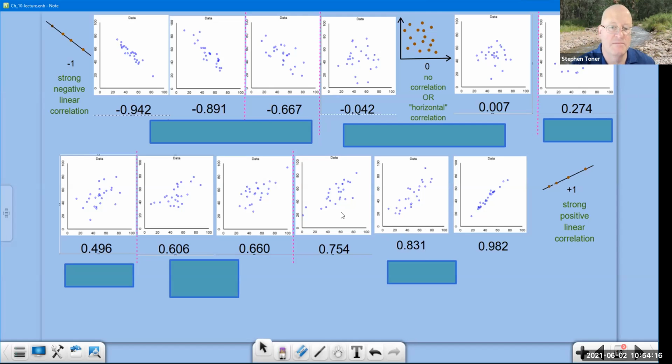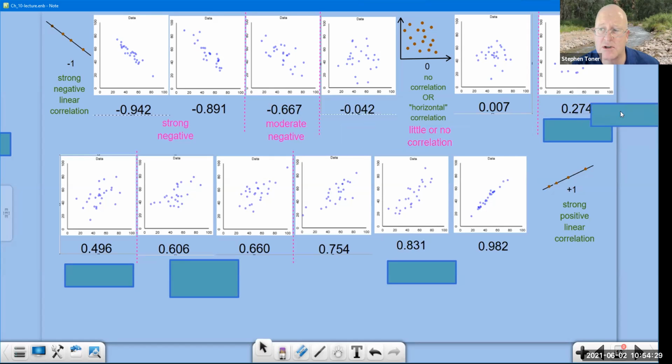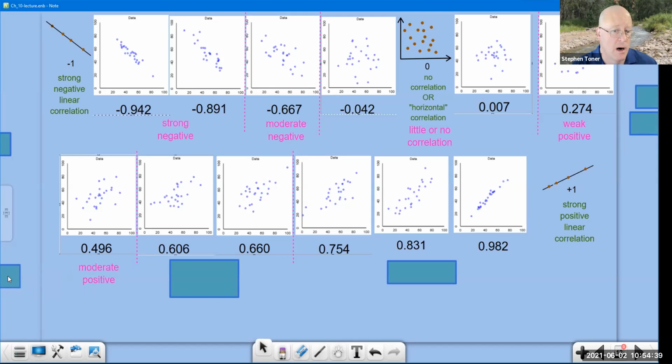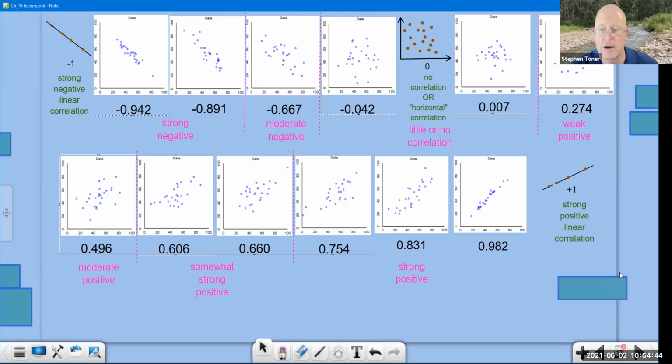And what I've done beneath them is I've put some words in describing them. We have a strong negative correlation on these first few pictures. Then it moves to a moderate negative. In the center, closer to 0, little or no correlation. Once it becomes positive, I have a mild or weak positive regression line. And then after that, it becomes moderately positive, and then somewhat strong, and then later, a strong positive correlation.